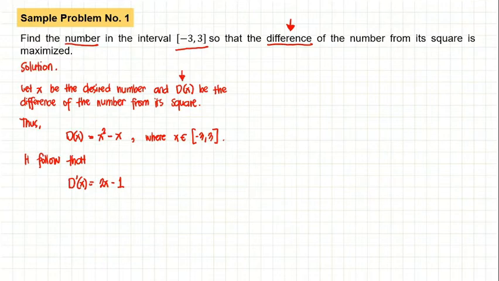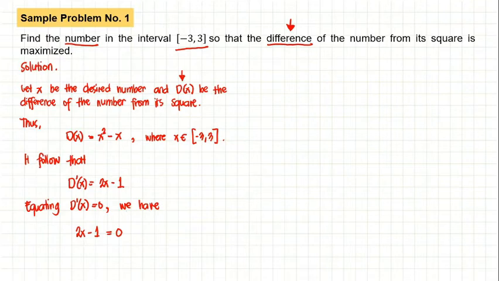Next, step 6 tayo. We need to get the critical values of f. And in finding the critical values, we are going to equate the derivative to 0. Equating the derivative to 0. So next we have equating f prime of x to 0. We have 2x minus 1 equal to 0, right?